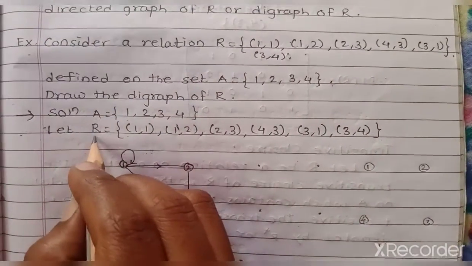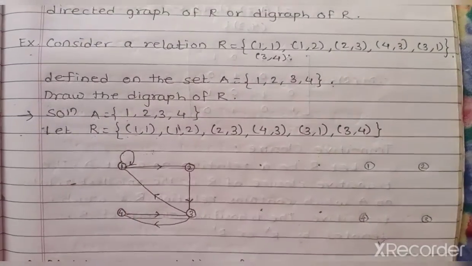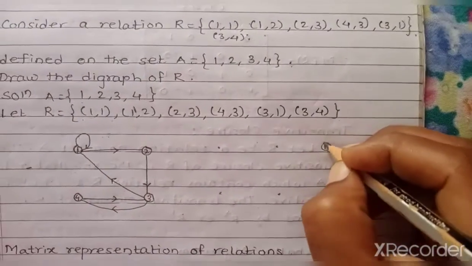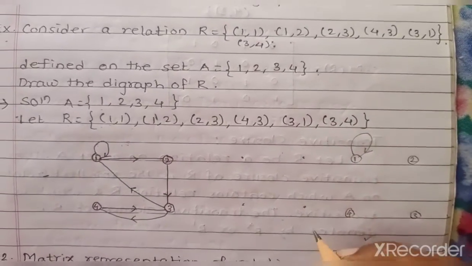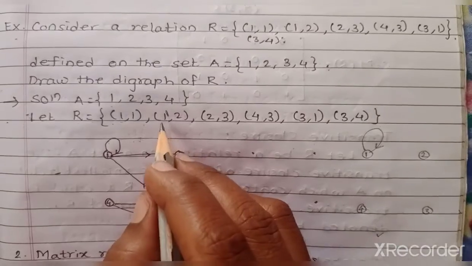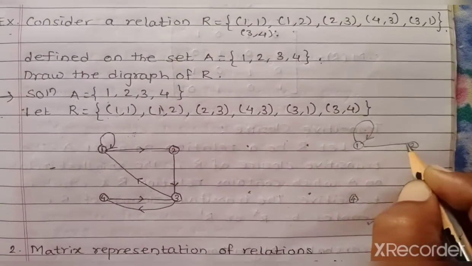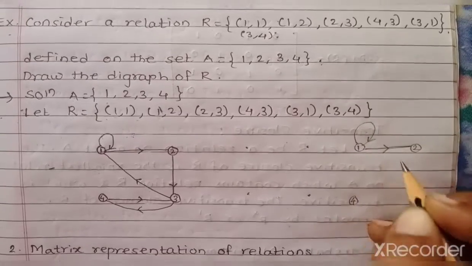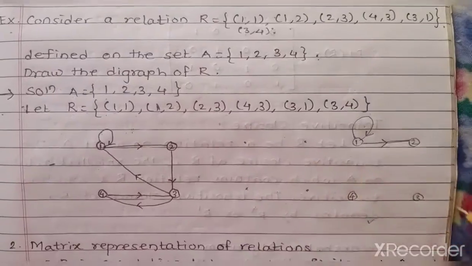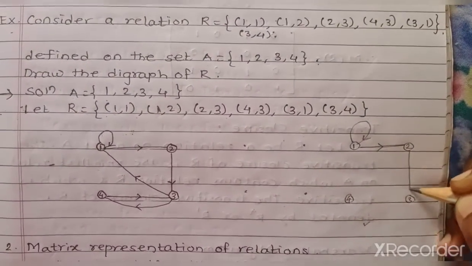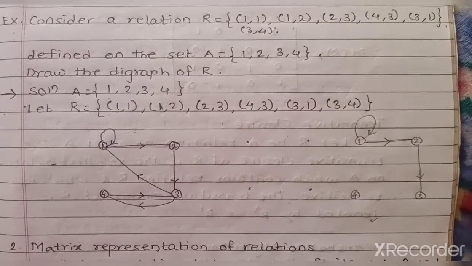Next, see the relation R. R contains the ordered pair 1 to 1. So 1 to 1 means we draw an edge from 1 to 1, with its direction. Next ordered pair, 1, 2: we draw an edge from 1 to 2 and draw its direction also. Next, 2 to 3: we draw the line from 2 to 3 and also draw its direction.